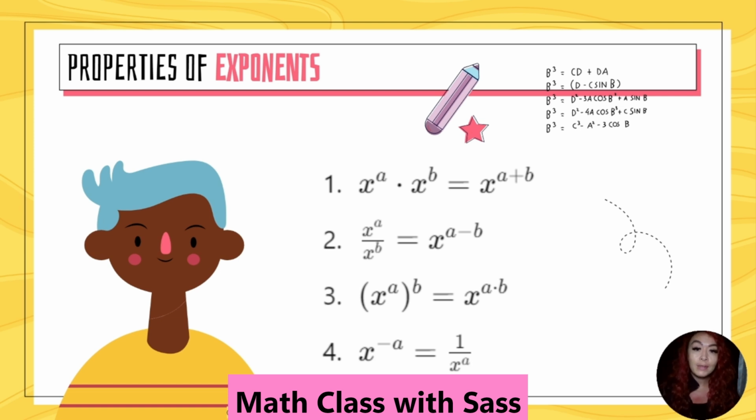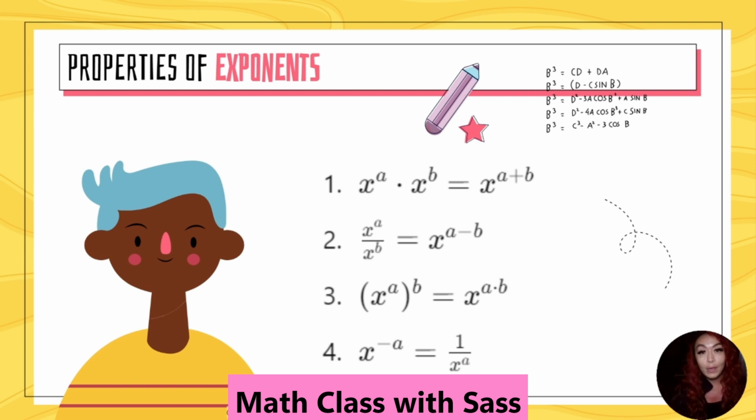So the first one is the product rule. If you have x to the a times x to the b, you just add the exponents and you get x to the a plus b. Notice how in all of these rules, the base is the same, right? The base is x for all of them. If you have a different base, then you cannot apply these rules.